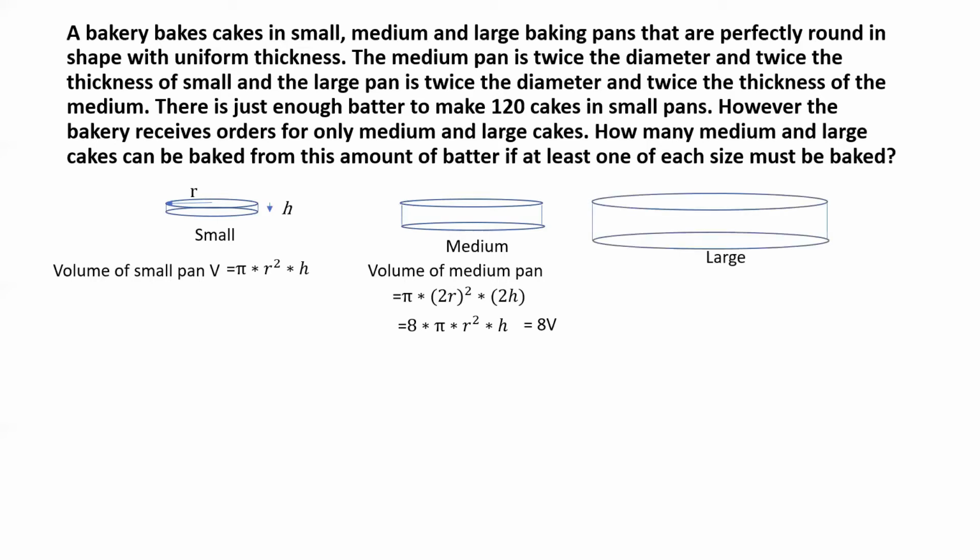And let's draw out what the large-sized pan would look like. It has twice the radius of the medium. The medium has a radius of 2r, so the large pan will have a radius of 2 times 2r, which is 4r. And then twice the thickness of the medium. The medium has a thickness of 2h, so the large pan will have a thickness of 2 multiplied by 2h, which makes 4h.